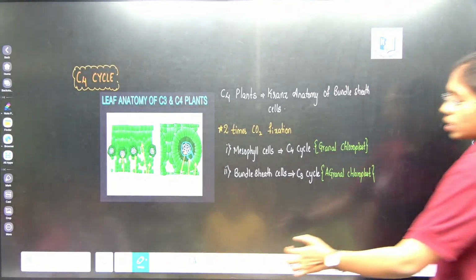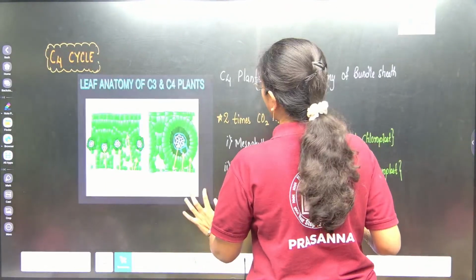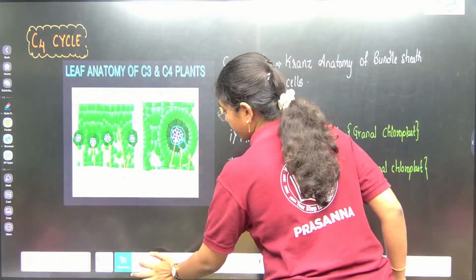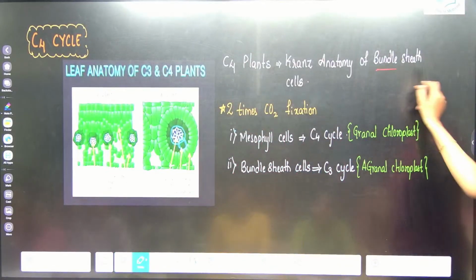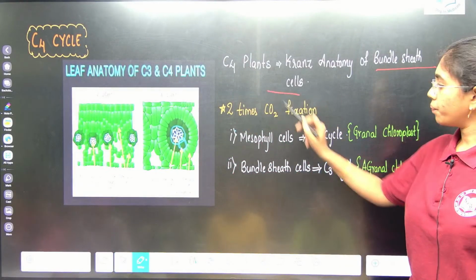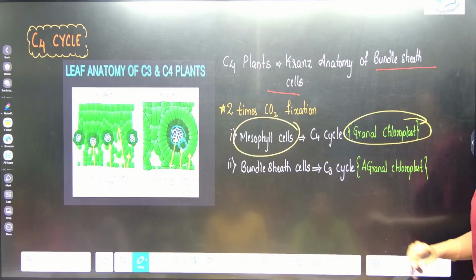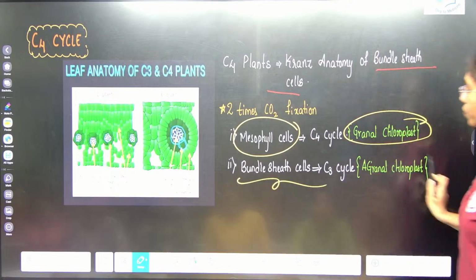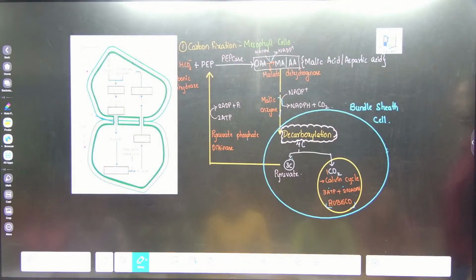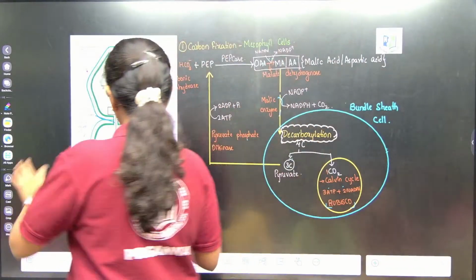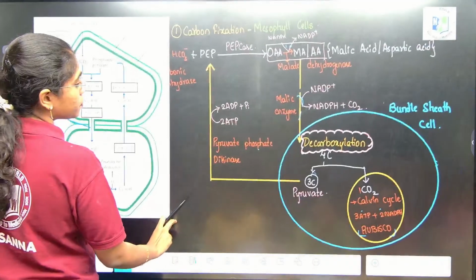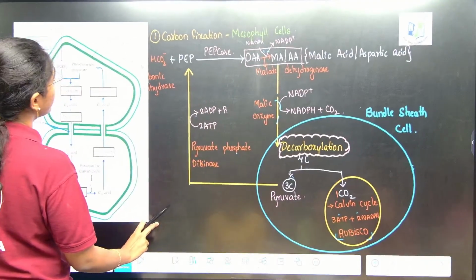Here you see C4 plants. I have told you the Kranz anatomy of bundle sheath cells. Mesophyll cells in C4 plants will have what? Granal chloroplasts. Bundle sheath cells will have agranal chloroplasts. Now you look at the cycle carefully. Everybody can see, right?